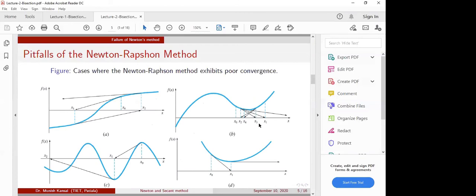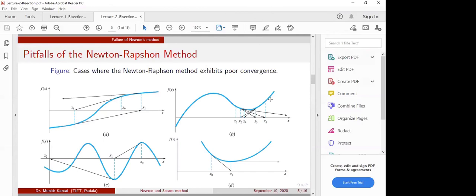Now, these are some graphs where you can look at, let us say, graph number A, right? Here you see that the graph is cutting at some point, say this is the root, alpha. Now you start from x0 here, you plot a tangent, you go to x1, then again you go to the graph, plot a tangent, you get x2, then again you go to the graph and plot a tangent. You see that your iterations are moving away from the root, right? So we say that the method is diverging in this case. This happens only due to the wrong choice of initial approximation, right?